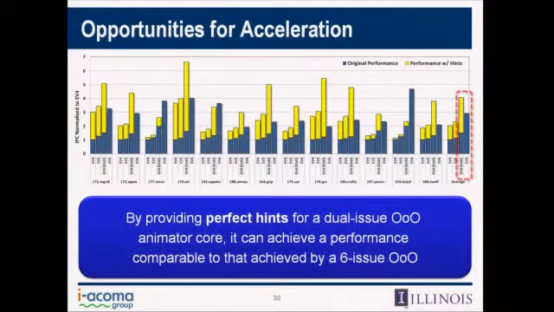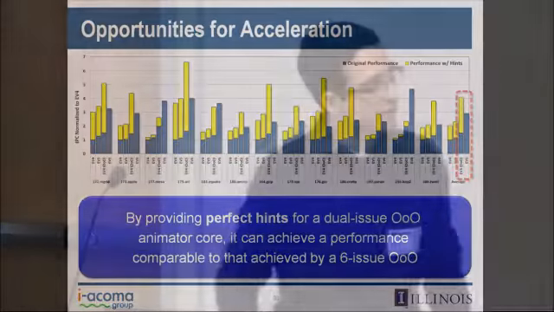Having that perfect hints for the animator core. As you can see, the thing that's interesting here is that if you can provide the correct hints for the animator core, the performance of a dual issue out of order can actually exceed the original performance of a 6 issue out of order. That means that there is a lot of opportunity for acceleration.